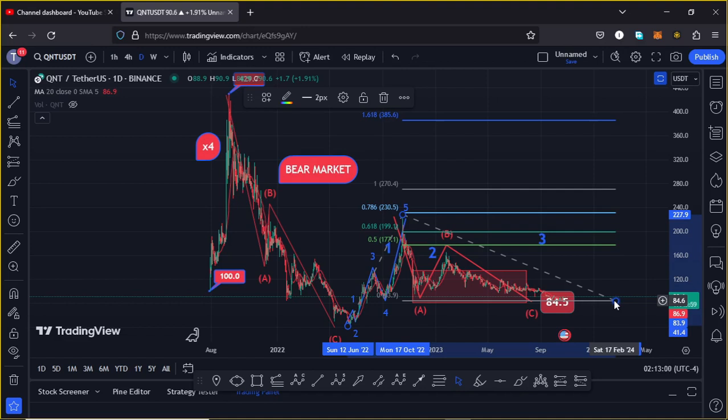In case we also see a pullback on the BTC chart, there are chances that maybe we might lose the $90 mark once more. That is another scenario that we need to have in mind.